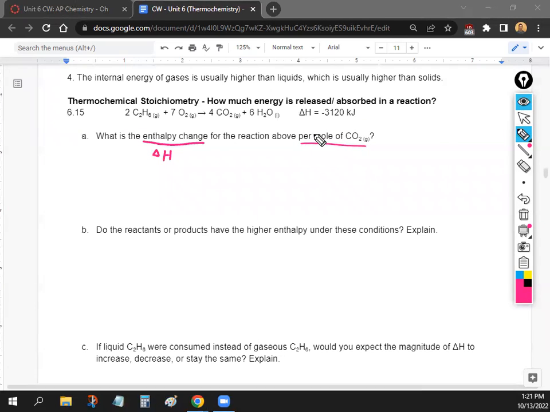So if it's per mole, what's the number that we start with? Yeah, 1. Because if you're going 65 miles per hour, that's 65 miles in 1 hour, right? If you have 12 eggs per dozen, that means you have 12 eggs in 1 dozen. So you get 1 mole of CO2, okay?